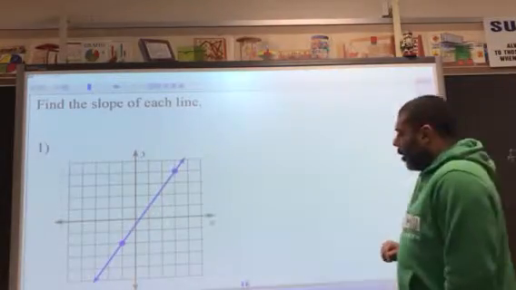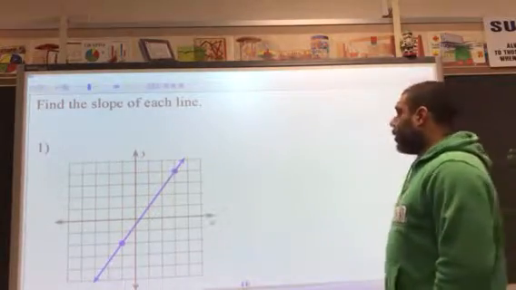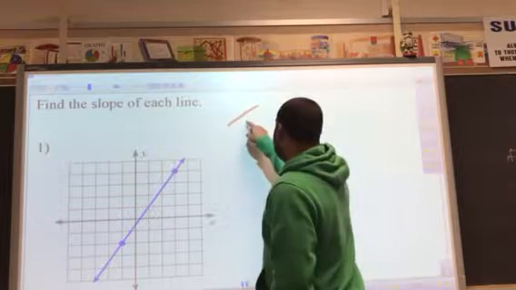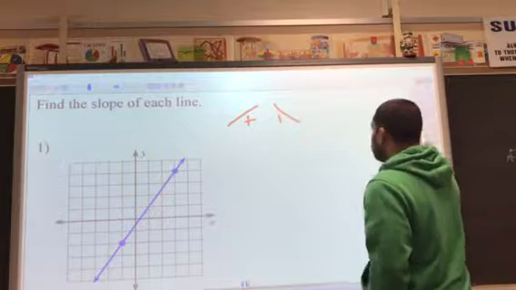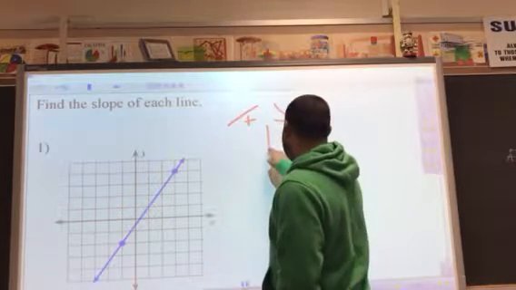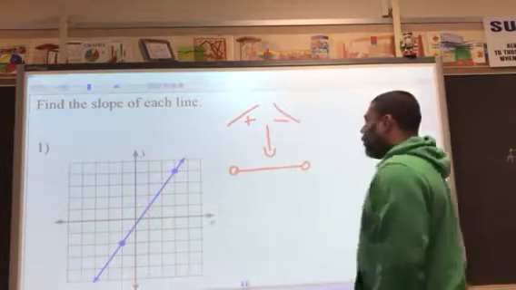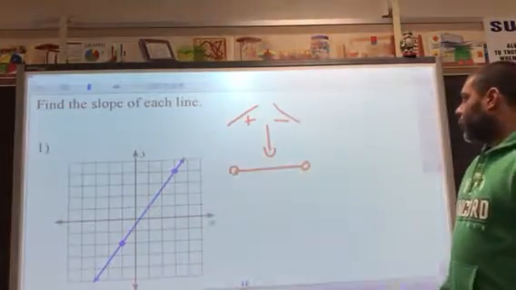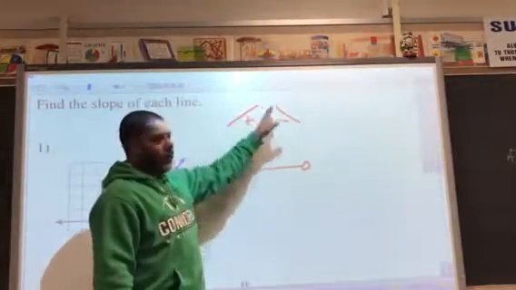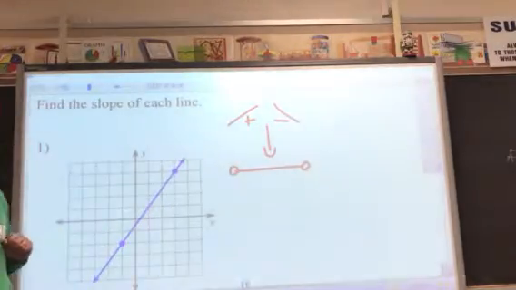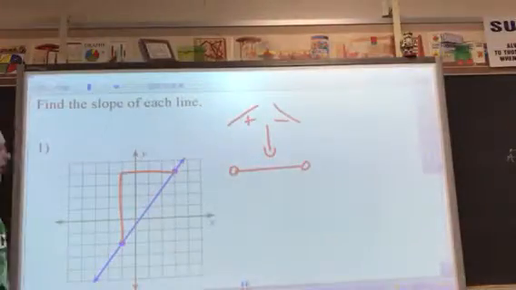All right, let's take a look here. This first type is slope from a graph. The first thing we want to make sure of is that we are remembering our slope types: positive, negative, undefined, and 0. That way we're thinking about those. So the first thing I want to do when I look at my line is look at what type it is. This is a positive slope, and then I need to make sure I walk it.